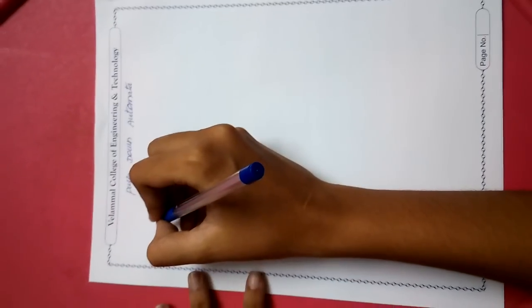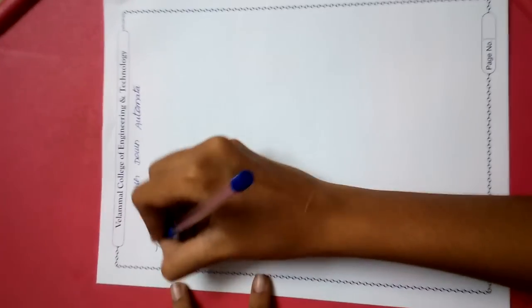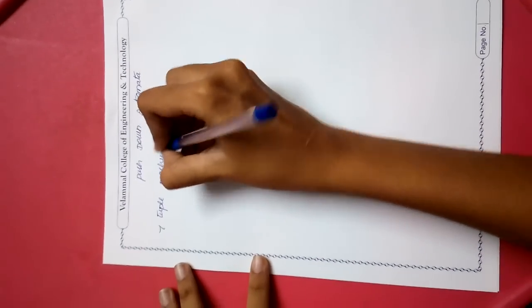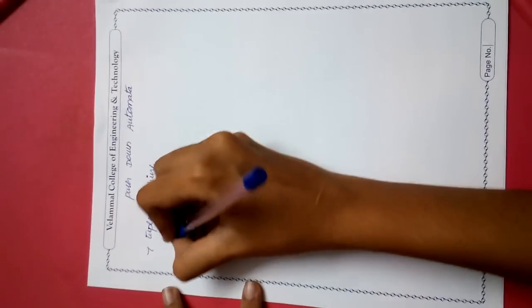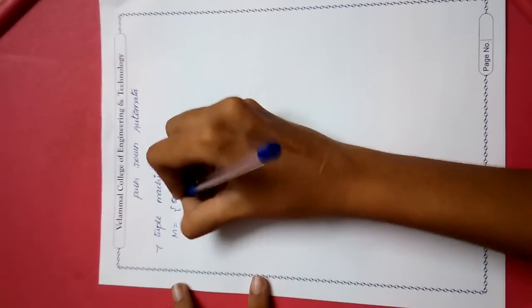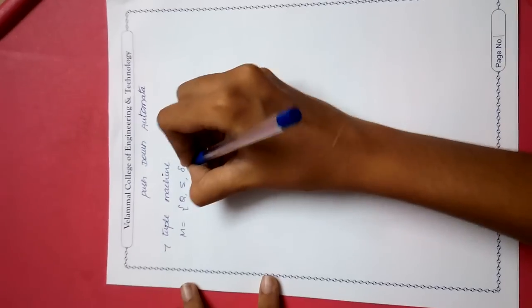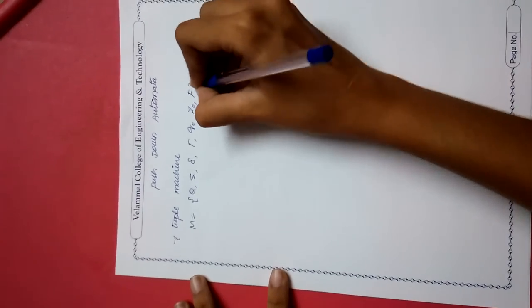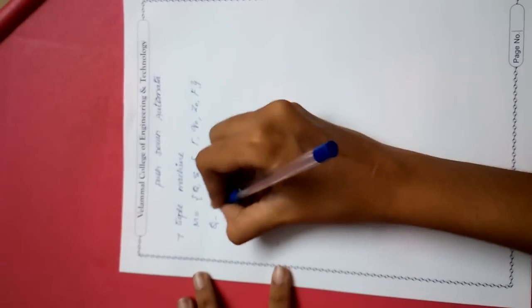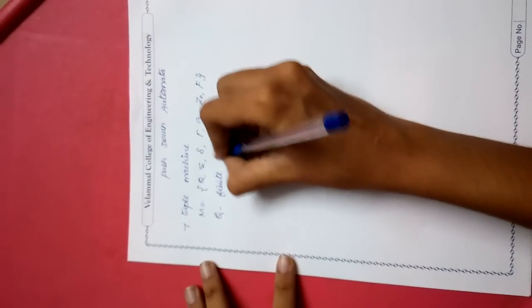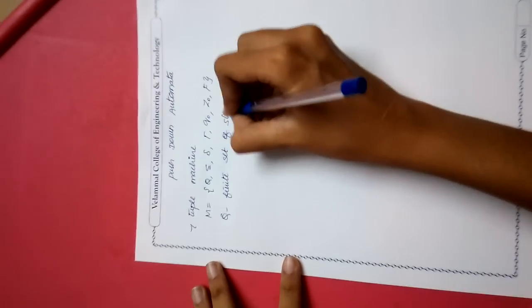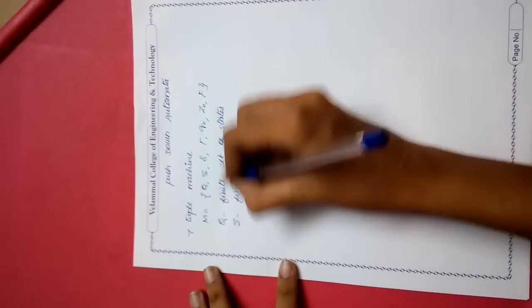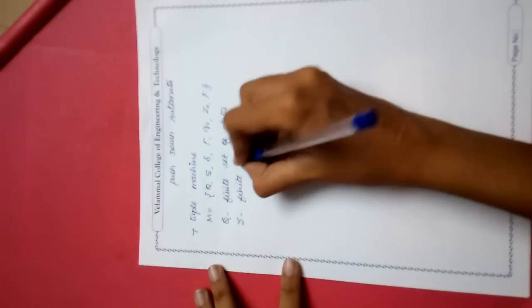Let's learn about push down automata. Push down automata is a 7-tuple machine. The 7 tuples can be represented as Q, sigma, del, tau, Q naught, Z naught, and F. Here Q stands for a finite set of states. Sigma stands for finite input alphabets.